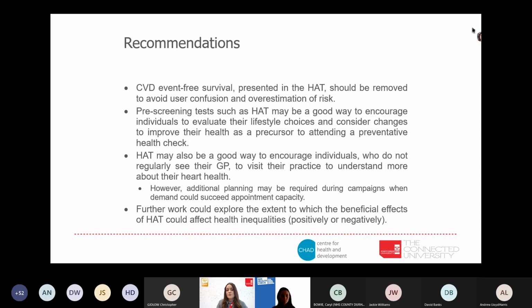And HAT may also be a good way to encourage individuals who do not regularly see their GP to visit their practice to understand more about their heart health. However, campaigns for HAC may lead to potential increases in primary care demand. Therefore, additional planning may be required around these events. But further work could look to explore the extent to which the beneficial effects of HAC could affect health inequalities, and that's positively or negatively.